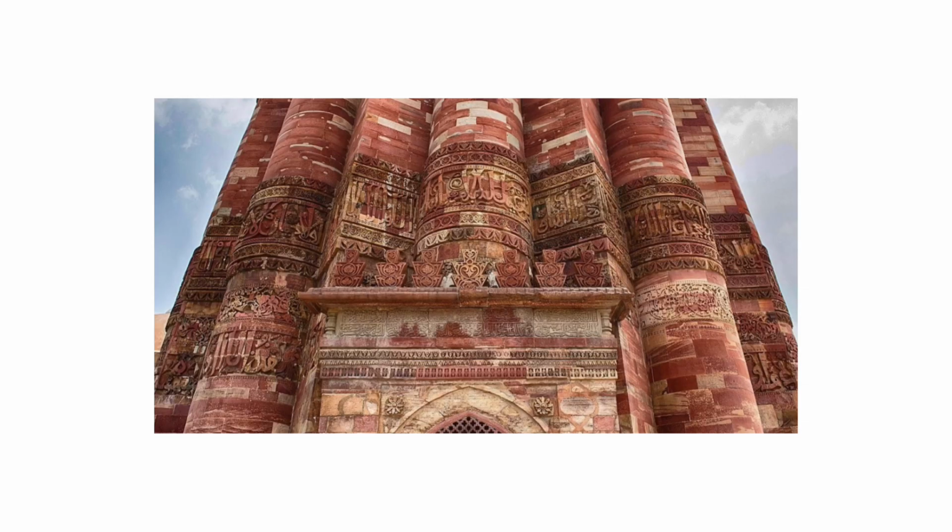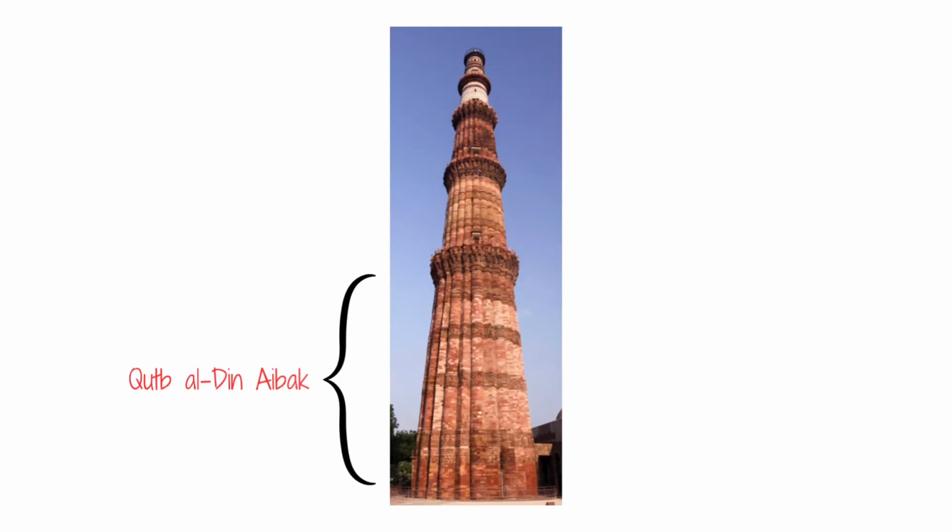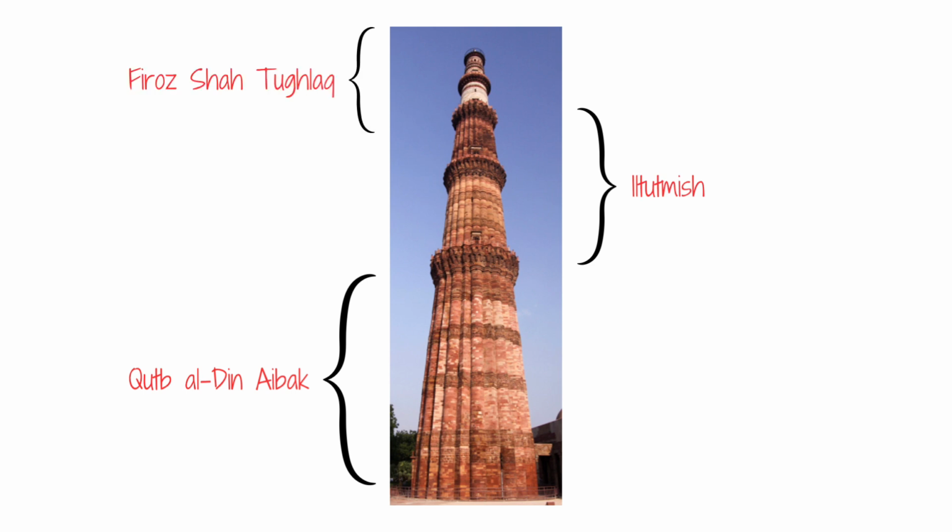The Qutub Minar's bricks are also made of red sandstone, which came from Rajasthan specifically. The first floor was made by Qutub al-Din Aibak, the second and third by his successor Iltutmish, and the fourth and fifth by Firoz Shah Tughlaq, who was of a different dynasty entirely.